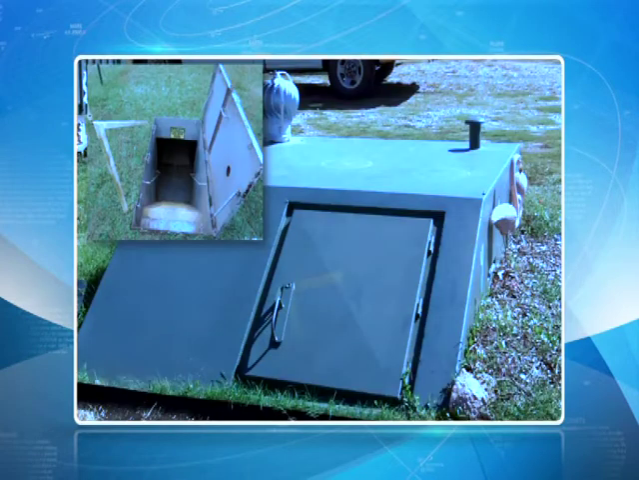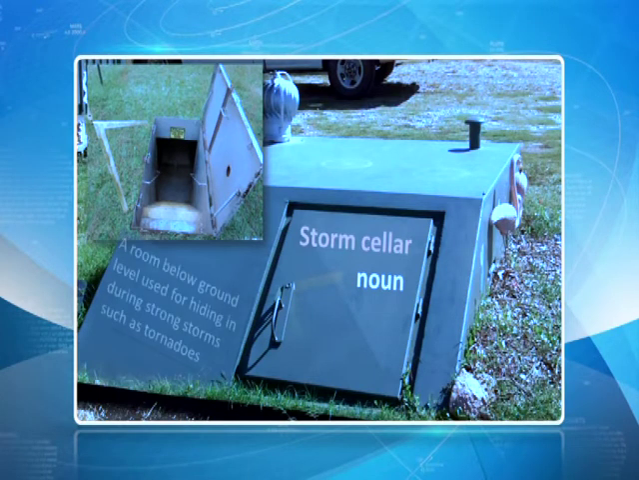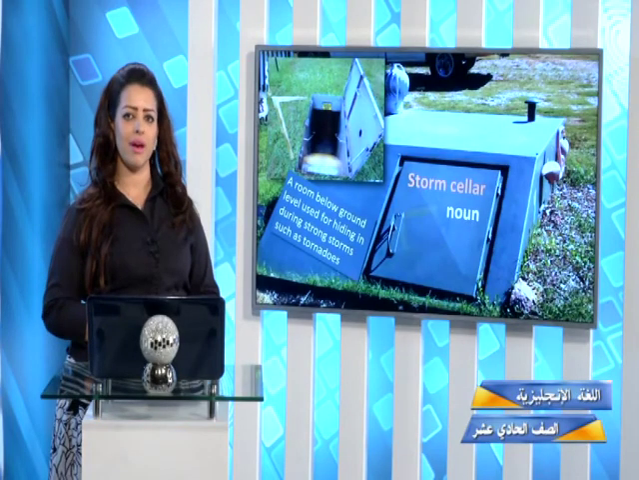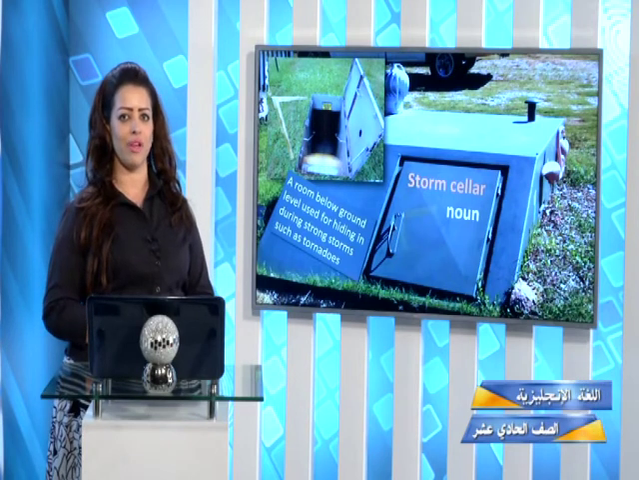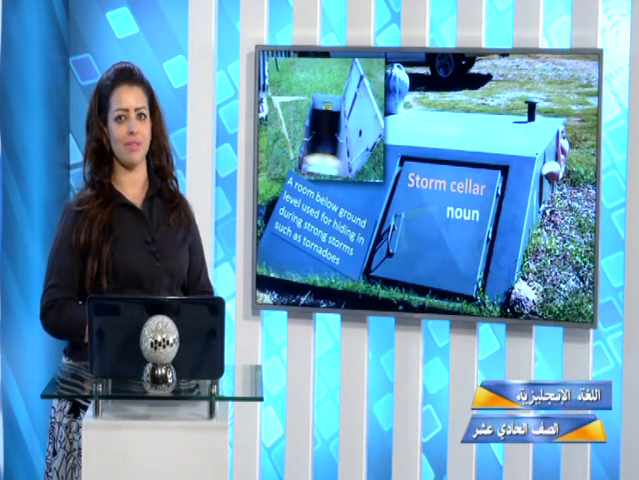Okay. What do you see over here? This looks like an underground thing, right? It's called a storm cellar. What's a storm cellar? What do you think it is? It's a room below ground level used for hiding during strong storms such as tornadoes. This is a place where people can hide and be safe from the tornadoes and any other disasters as well.